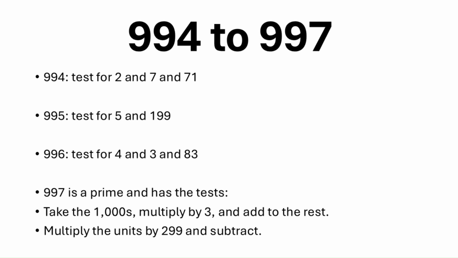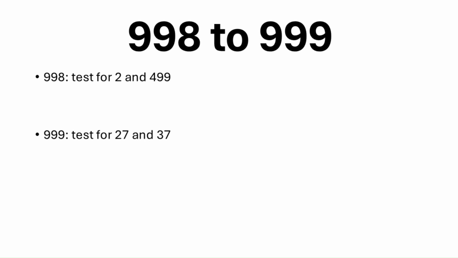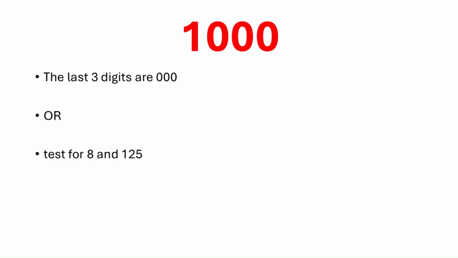Take the 1000s, multiply by 3, and add to the rest. Multiply the units by 299 and subtract. 998, test for 2 and 499. 999, test for 27 and 37. The last three digits are 000. Or test for 8 and 125.